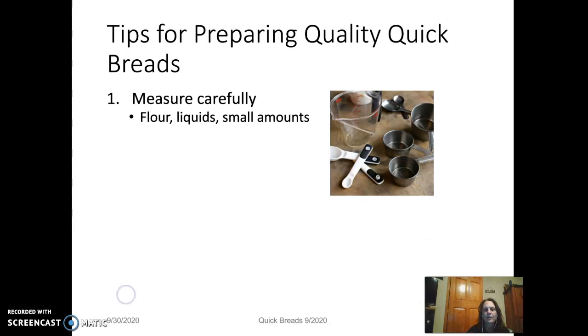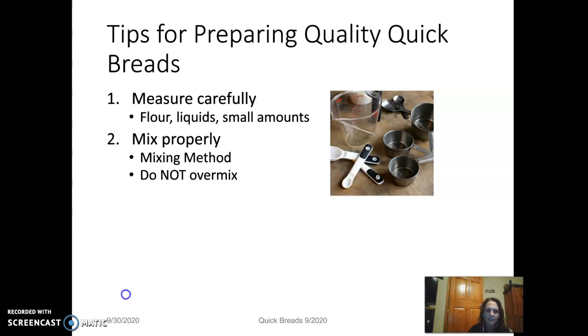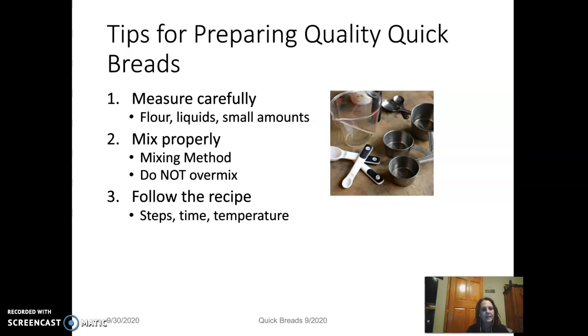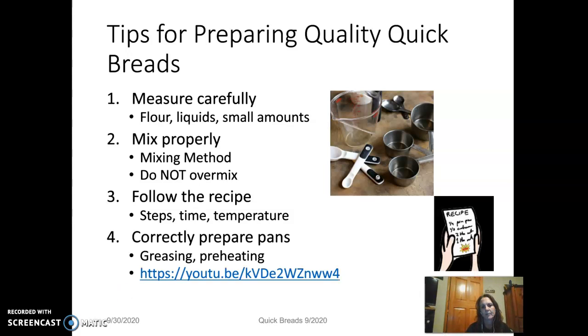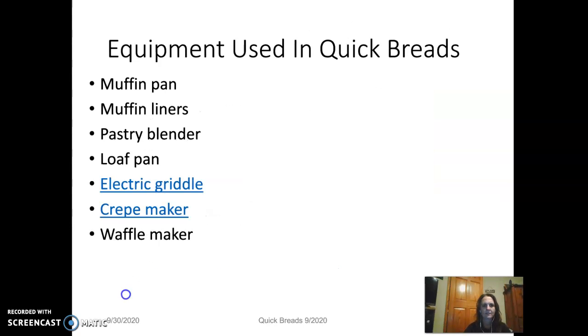So tips for preparing quality quick breads. As with every quality baked product, measure carefully, understanding how to measure flour, liquids, and small amounts accurately. Mix properly, use the proper mixing method, and don't overmix. Follow the recipe. Follow all the steps, follow the time, follow the temperature that it states in the recipe. And correctly prepare the pans, whether it's greasing or preheating or lining. All of those things are tips to prepare these quality quick breads.